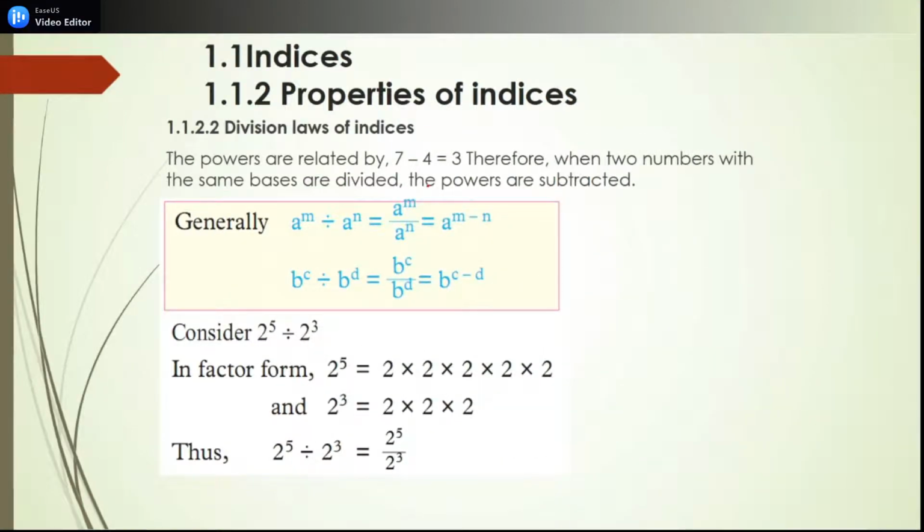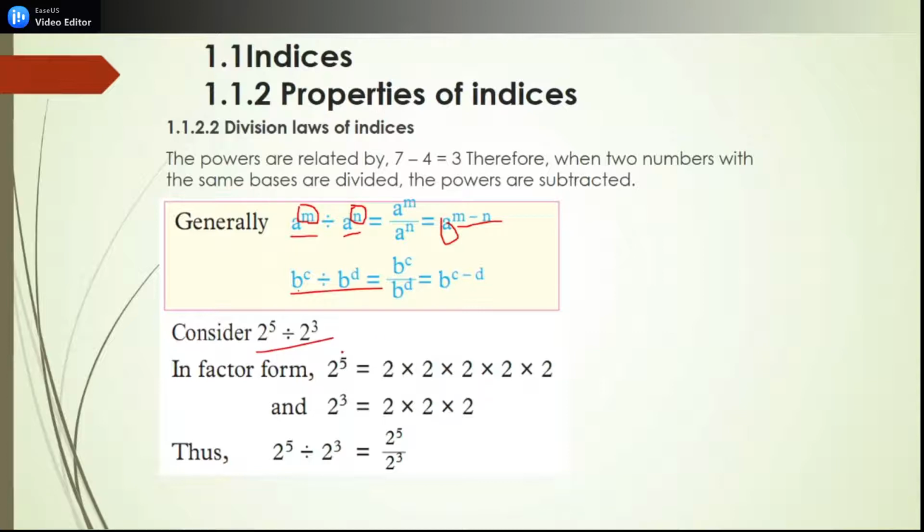Property of index for the case of division. When we divide values of the same base, we subtract the indexes. It is like writing a power m minus 1, the power of the numerator minus the power of the denominator. As here you see, it's the same. We have b power c divided by b power d, which is like writing b power c minus d.